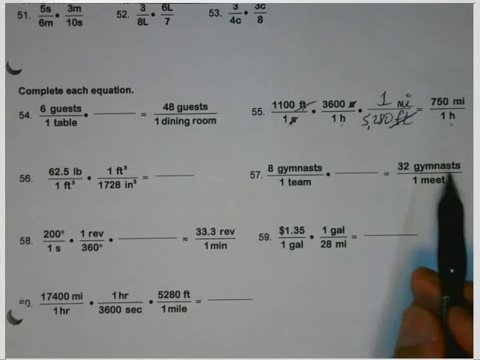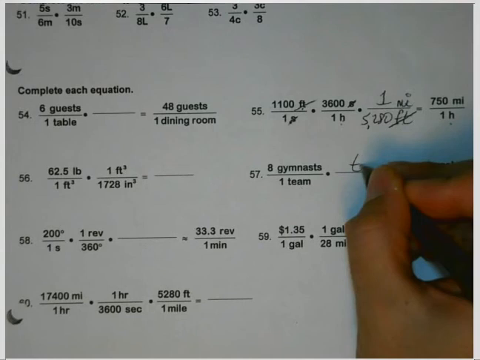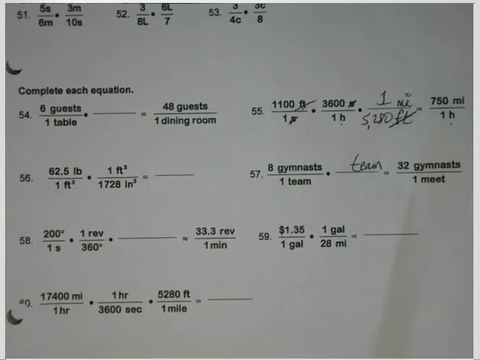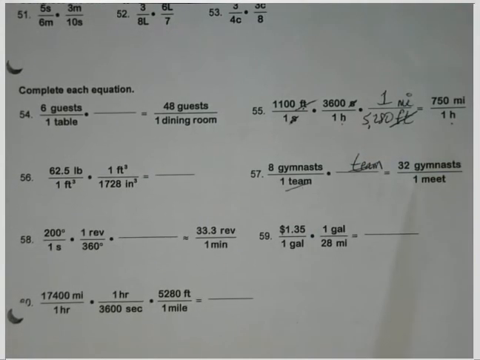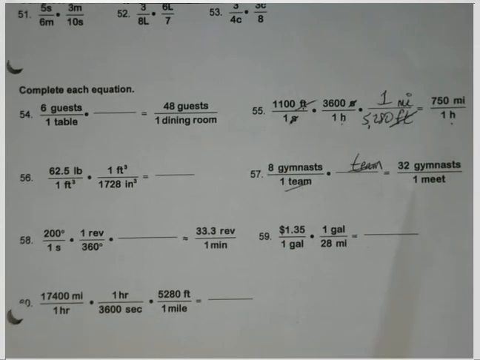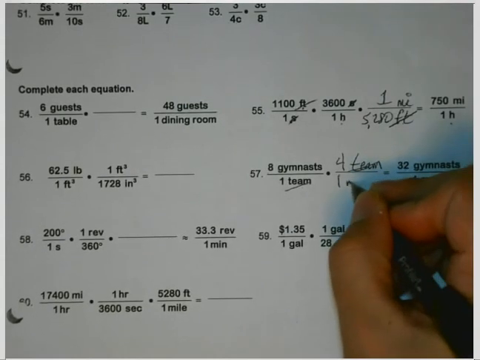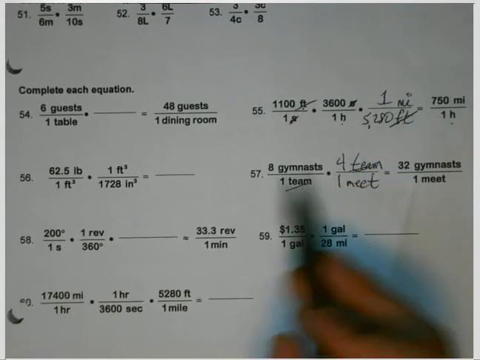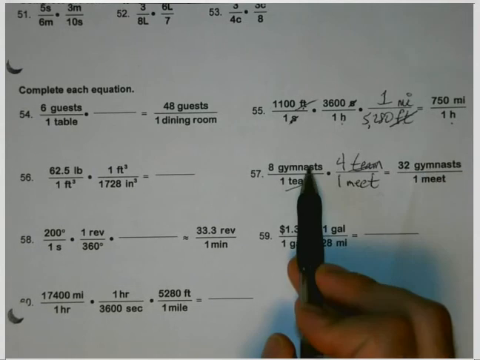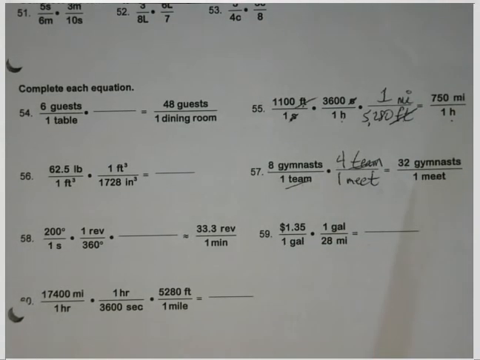Gymnast. I want the gymnast to stay. Team. I don't see team in my answer. So team's going to have to go up here. So those cancel. 8 times what gets me to 32? 4. So what do I want down here? Well, I want meat. 8 times 4 is 32. I have gymnast. 1 times 1 is 1. I have 1 meat. I'm done. So you're sort of starting to build in how this is going to work.